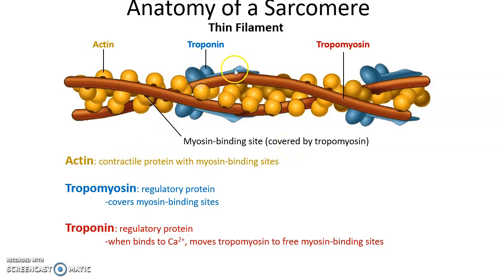And then troponin, these little blue, I don't know if they are ghosts. Troponin is also a regulatory protein. It binds to calcium ions. And when it binds to calcium ions, it becomes able to change its shape. And when it changes its shape, it moves tropomyosin, thereby opening up the myosin binding sites. So troponin binds calcium, then it changes shape. This moves tropomyosin, which reveals the binding sites on actin, allowing actin and myosin to get together.